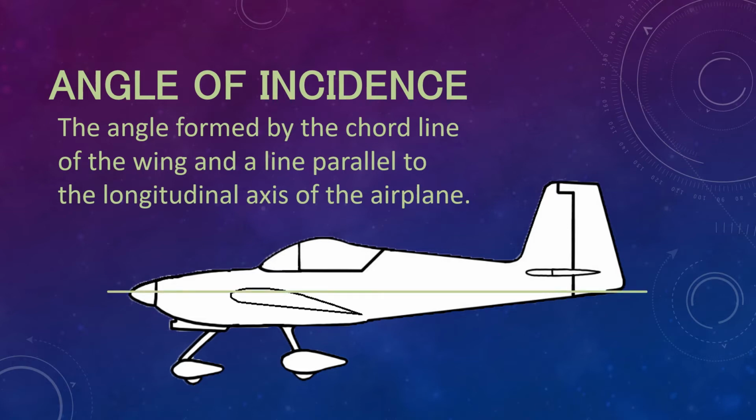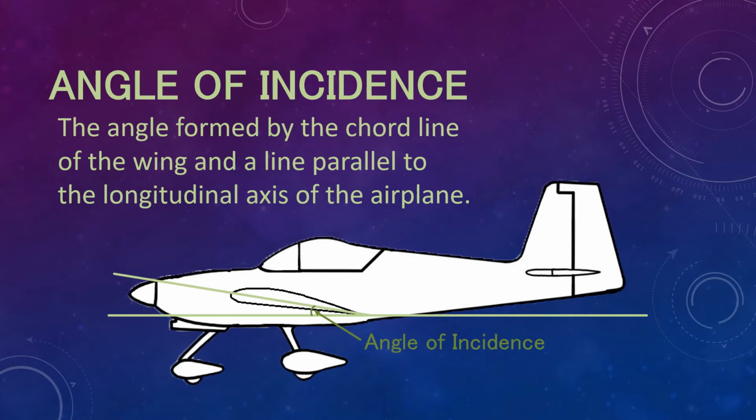We can drop that longitudinal axis line down, keeping it parallel, to where it meets the trailing edge of the wing. Now we can see the angle between that line and the chord line. This is what we call the angle of incidence. The angle of incidence tells us the angle at which the wing is mounted on the plane. This will be a little different for every model of airplane, depending on what the designers choose to do.